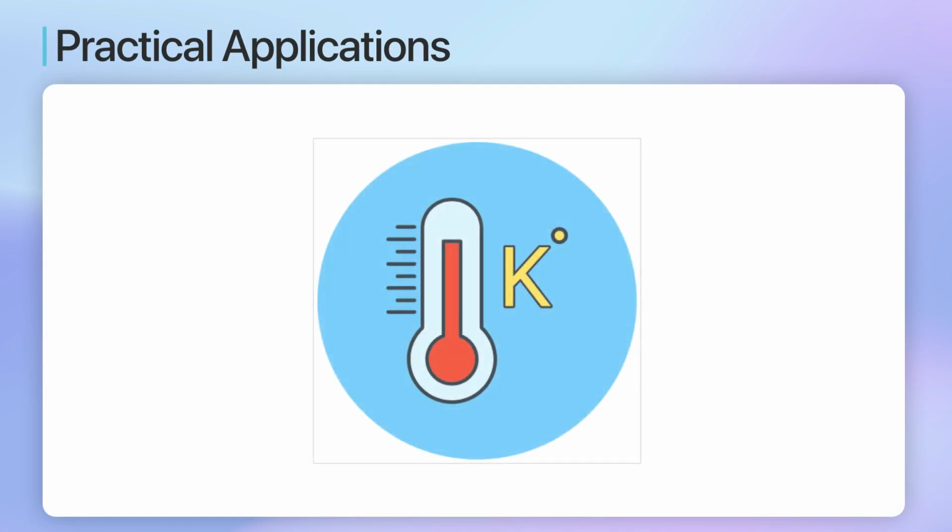Before we wrap up this lesson, let's consider an application of absolute zero. First, let's highlight that achieving absolute zero is practically impossible, as it requires removing all thermal energy from a system, which is unattainable in practice. However, scientists can try and get close to it.